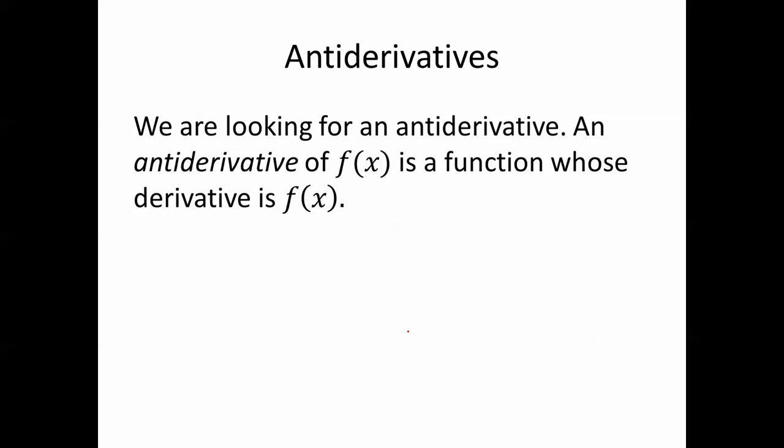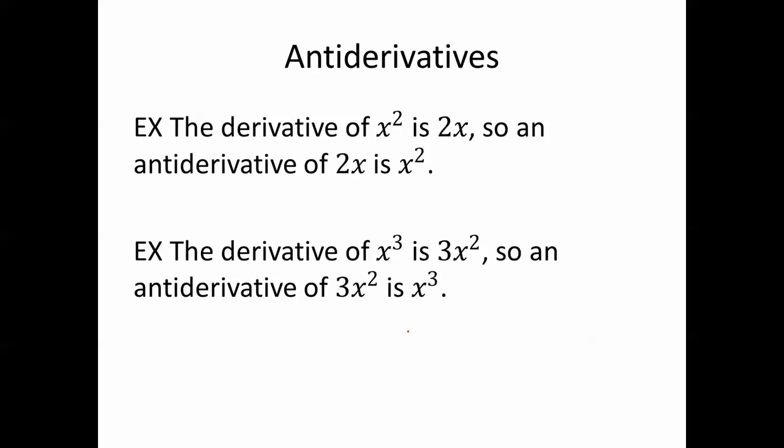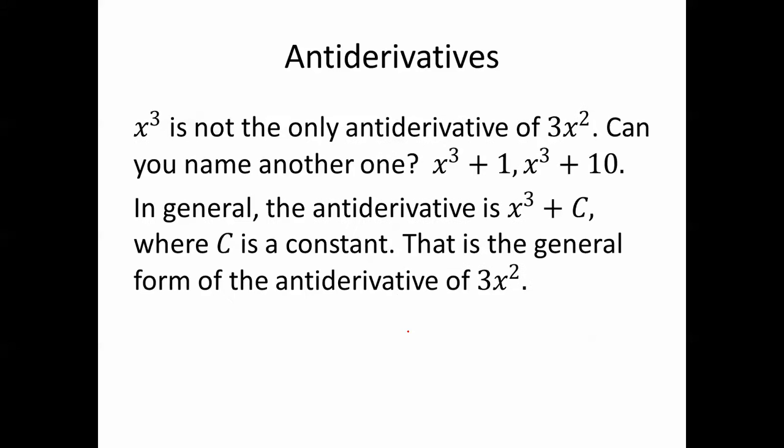So in general, an antiderivative of f is a function whose derivative is f of x. Here are some examples. The derivative of x squared is 2x, so an antiderivative of 2x is x squared. The derivative of x cubed is 3x squared, so an antiderivative of 3x squared is x cubed. It's like the reverse of the derivative. X cubed is not the only antiderivative of 3x squared. Can you name another one?